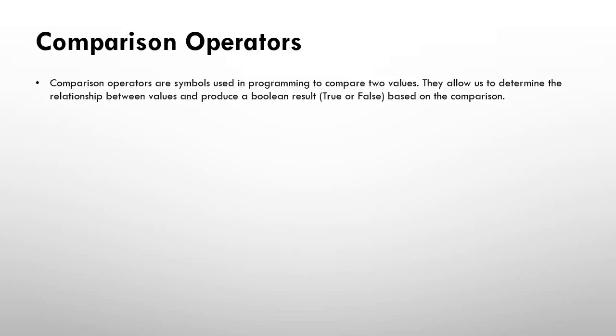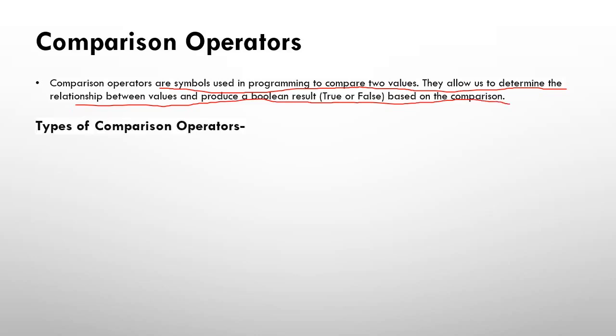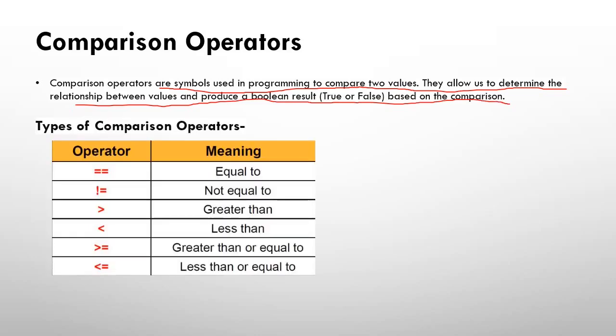Now we will see what are comparison operators. Comparison operators are symbols used in programming to compare two values. They allow us to determine the relationship between values and produce a Boolean result, true or false, based on the comparison. Types of comparison operators. So this symbol represents equal to, and this symbol represents not equal to. These are examples of different types of comparison operators in Python.